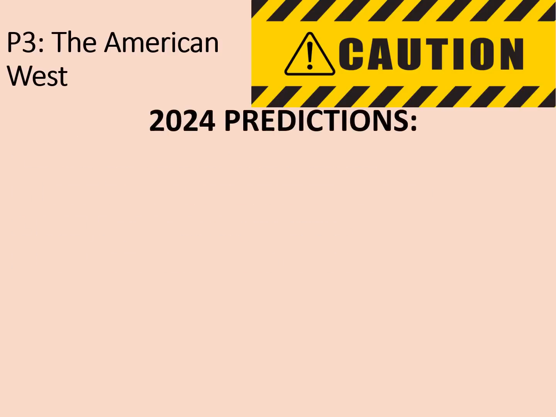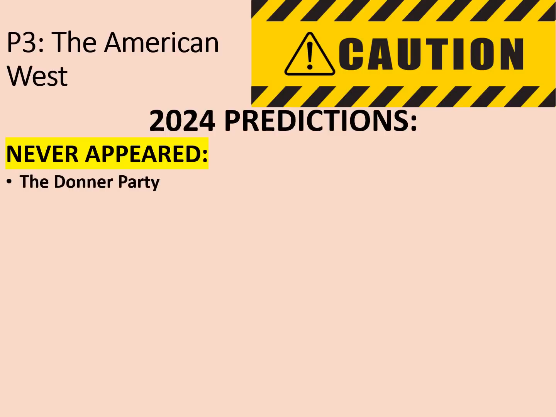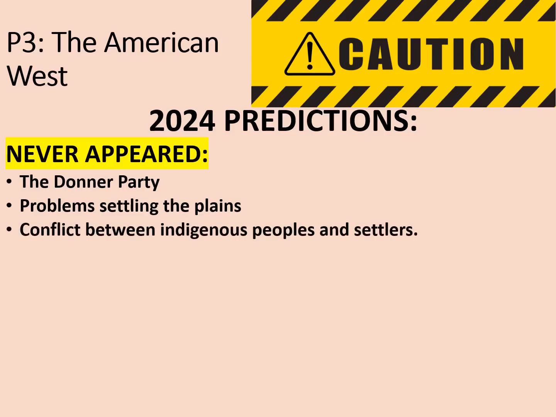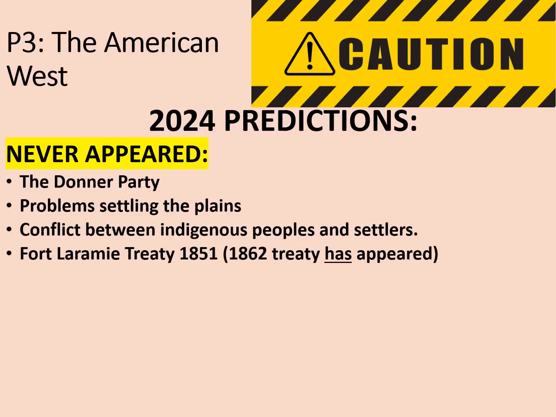These topics have never appeared. Does that mean this is their year? I'm afraid there are quite a few here, which might not help you narrow down your revision, but let's have a look at what they are. The first is quite a surprise, the Donner Party, surely the most disastrous incident of westward migration, or at the very least the most famous and gruesome, and yet it's never appeared with its own distinct question. Nor have problems with settling on the plains. Problems of farming more specifically, yes, but not the wider problems with settling. Conflict between indigenous peoples and settlers on the plains has also not appeared in a distinct question of its own. Nor has the Fort Laramie Treaty of 1851.